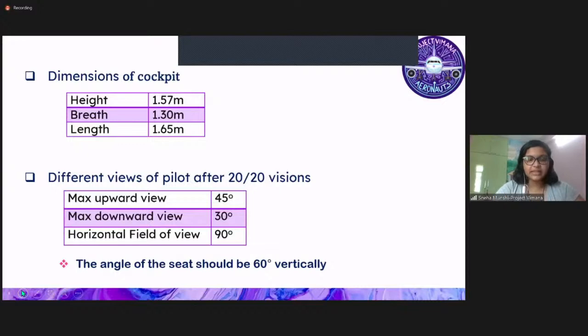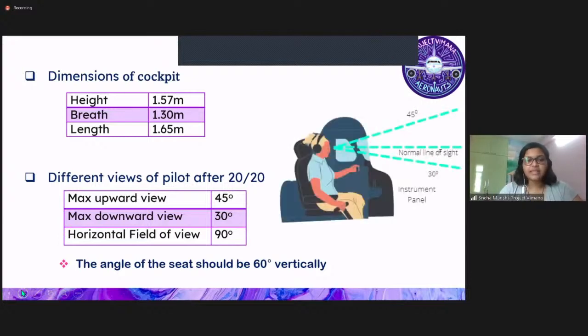So as you can see, these are the dimensions of the cockpit that we found after researching. And these are the different views of the pilot under 20/20 vision. I'm going to explain all these views. Max upward view is the maximum upward view that the pilot can see without moving their head or straining their eyes. The max downward view is just its opposite. The horizontal line is when you see straight. And you can also see the angle of the seat should be 60 degrees vertically.